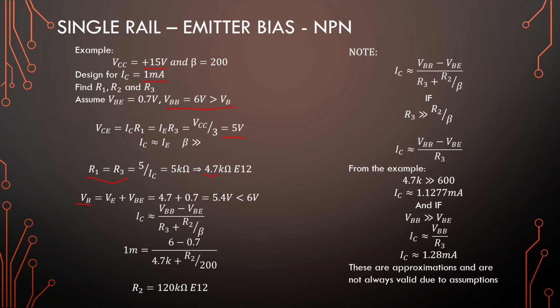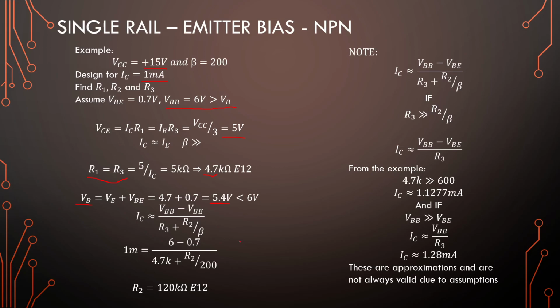So our emitter voltage plus our VBE: 4.7K times 1 milliampere will get us to 5.4 volts, which is less than 6. So this kind of bias with VBB being 6 volts will actually work because the current can flow into the transistor. Remember, higher potential towards a lower potential.